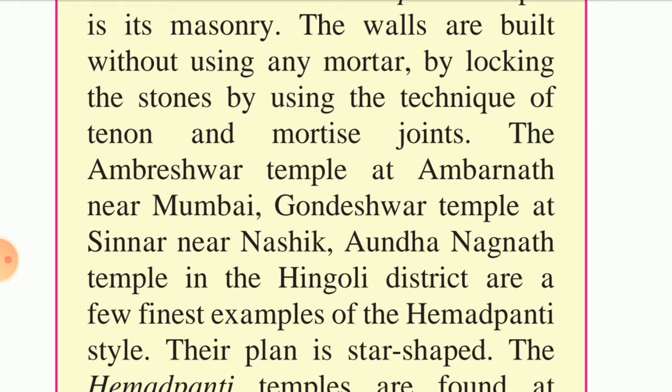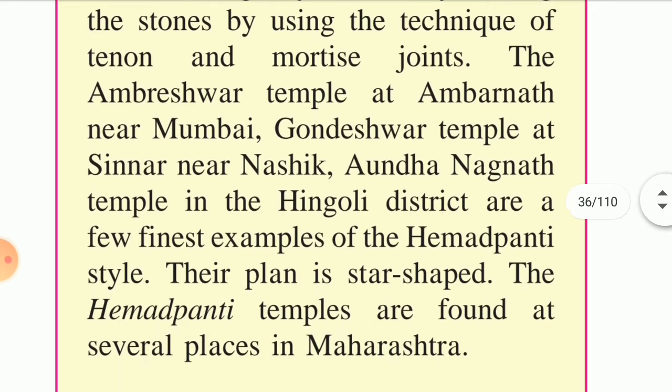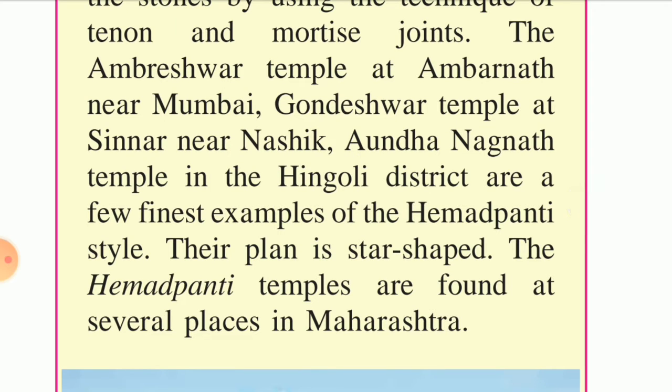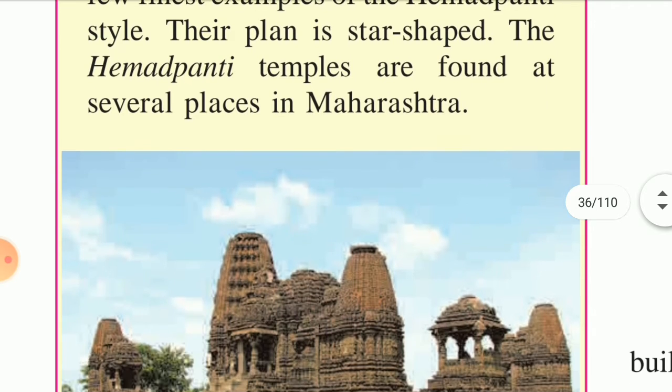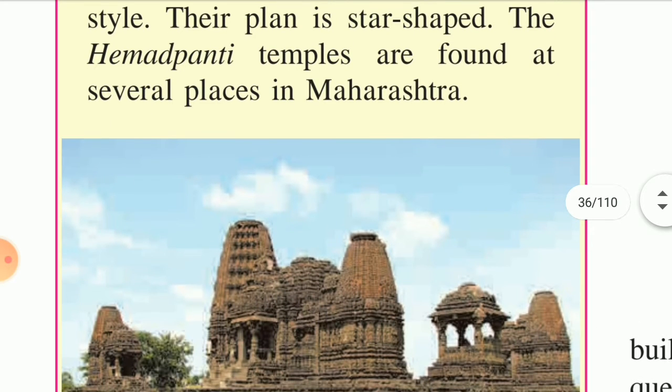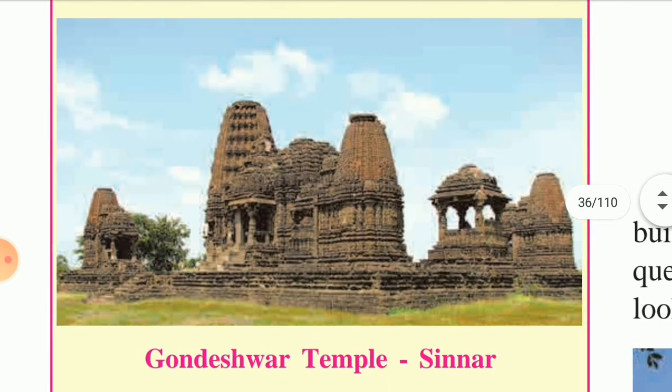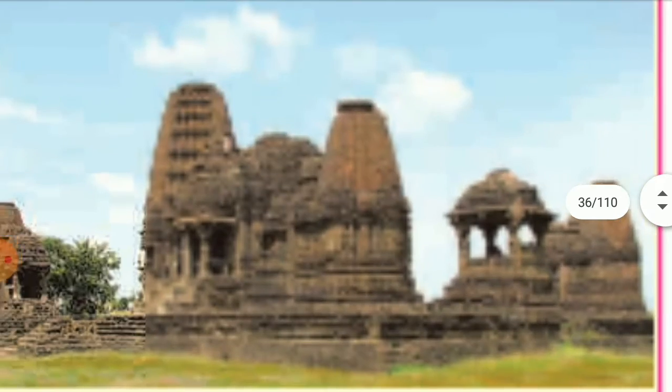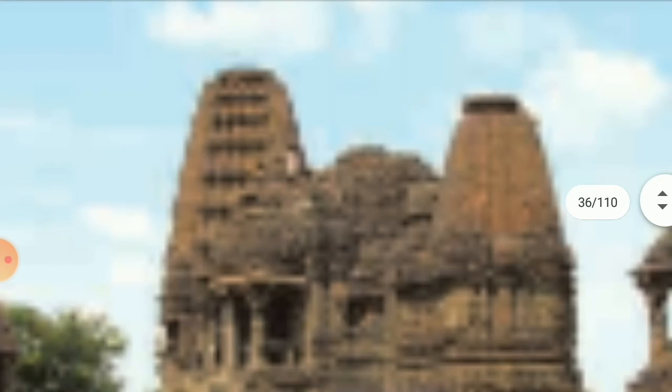The Ambernath temple near Mumbai, Gondeshwar temple at Sinnar near Nasik, and Aundhnath temple in the Hingoli district are a few of the finest temples of the Hemadpanthi style. Their plan is star shaped. So you can see the star shape over here. Please have a look at it.